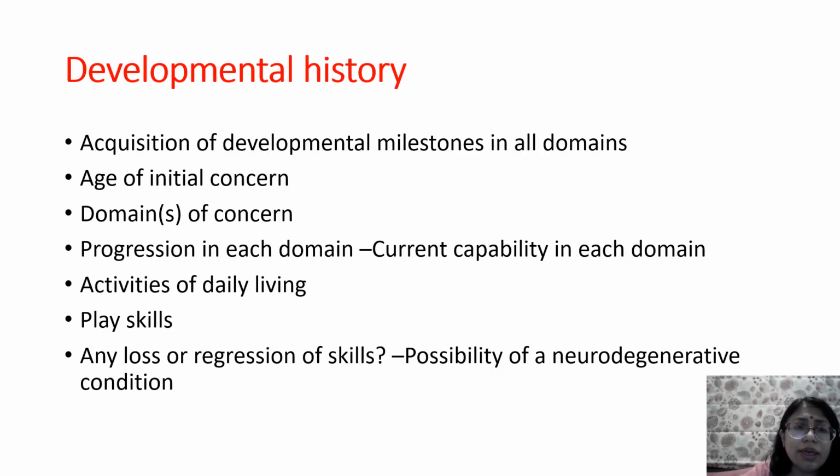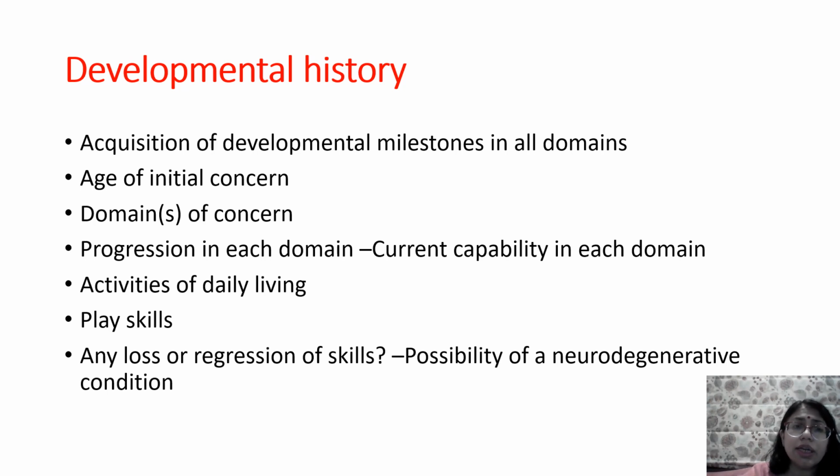In the developmental history, we actually have to ask about the acquisition of developmental milestones in all domains. Even if the presenting complaint may be limited to one domain, that means maybe the parents may be saying that the child does not walk yet for maybe a 2-year-old child, but we do not stop at the gross motor domain in this particular child. We take the history for all the domains.